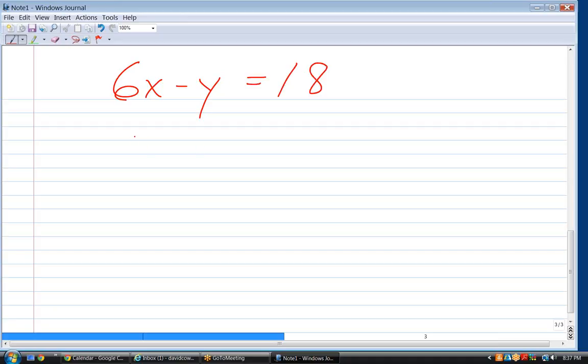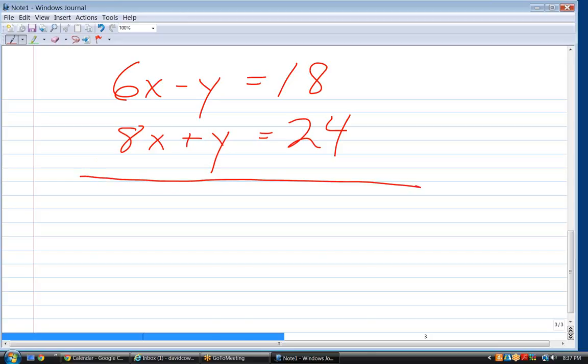And then the other one is 8x plus y equals 24. Now, does this request that you solve it by substitution, or can you use elimination? It is elimination. Okay. This is much easier to solve by elimination.